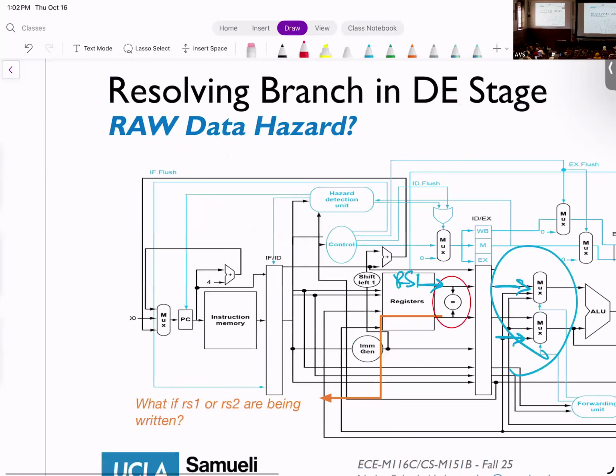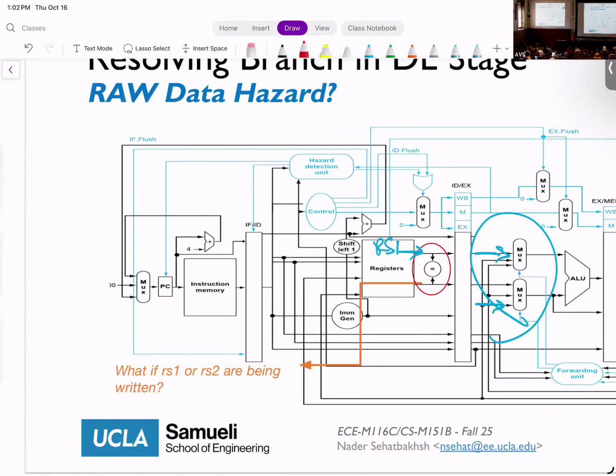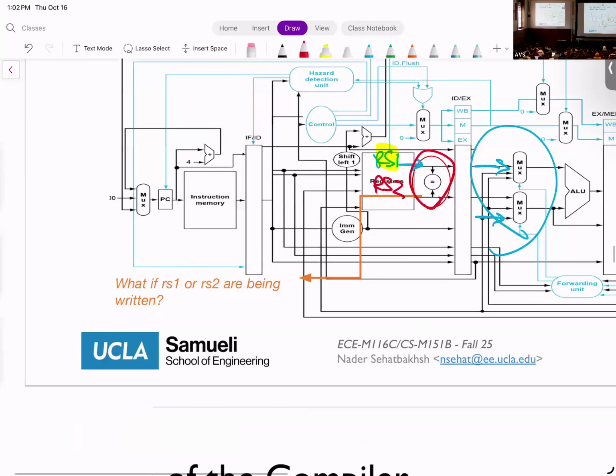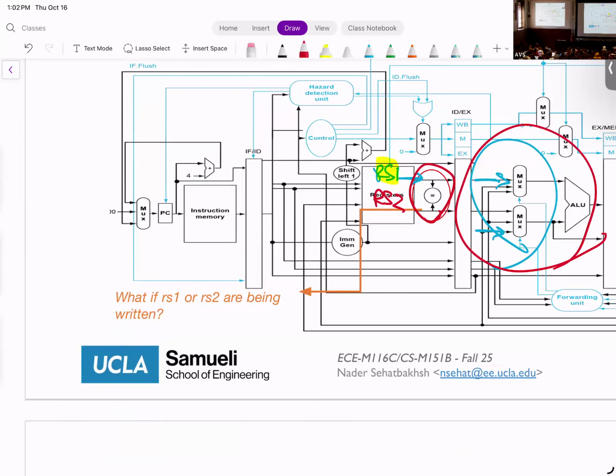And last, do I have a RAW data hazard? Yes, I do. If RS1 or RS2 is being written by an older instruction, then this condition checking is not correct. I need to do the forwarding again. Remember, forwarding was not done here. It was done here because I assumed my ALU was here, and now I'm introducing a new ALU here.